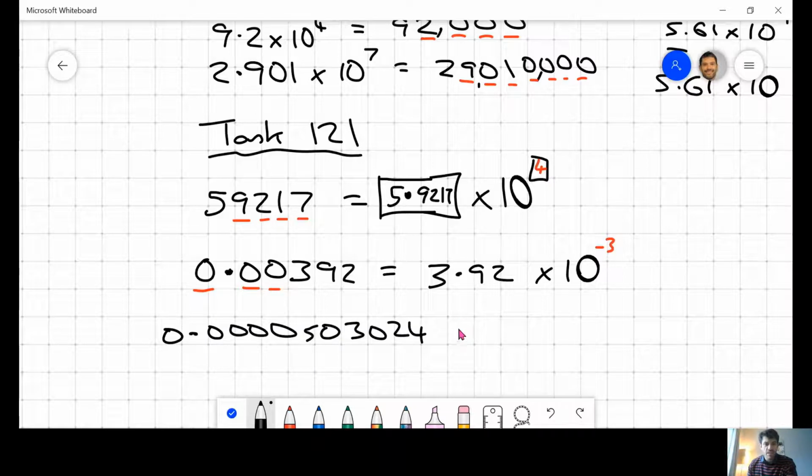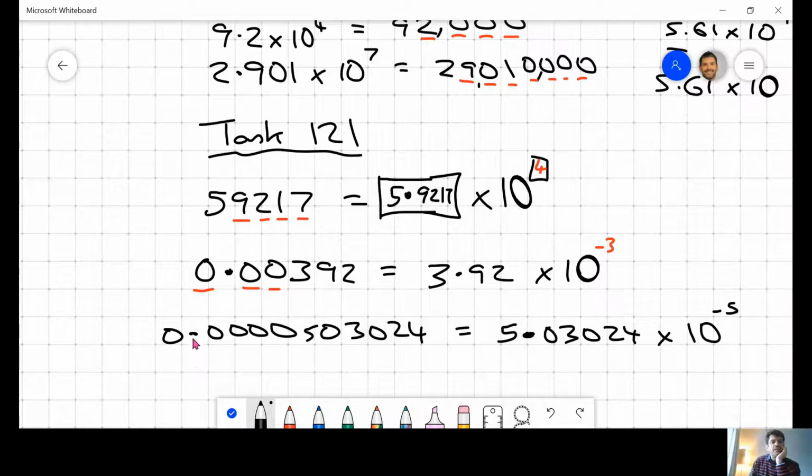0.000503024. So we're just going to pick up that first digit that's not 0, the 5, make everything else after the decimal. These placeholders are essential, so don't remove them. 03024, and then we can work out the power of the 10. So as I said, my method, the way I do it is 1, 2, 3, 4, 5. I don't claim that that's necessarily easier, but I think it's perhaps a bit better for understanding, because that's what you're doing. Times 10 to the power of -1, times 10 to the power of -2, times 10 to the power of -3, etc.